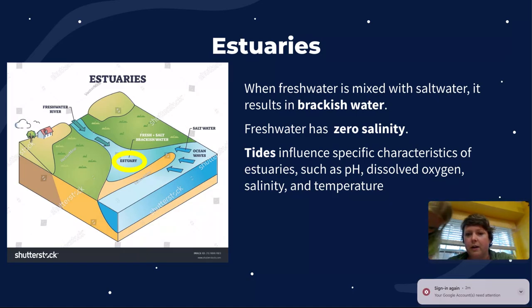That's what makes it fresh water, right? And tides influence the characteristics of estuaries. pH is influenced by tides. Also, the dissolved oxygen, of course, the salinity because it brings in the salt water, and the temperature because the seawater is usually a different temperature than the water from land.